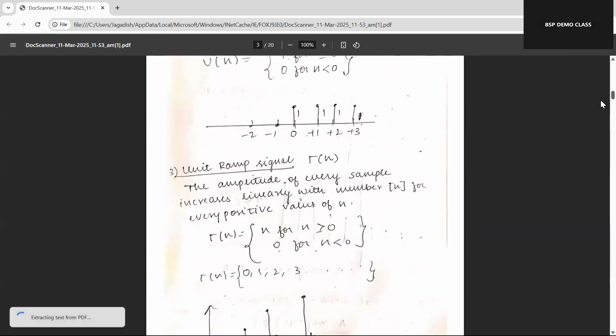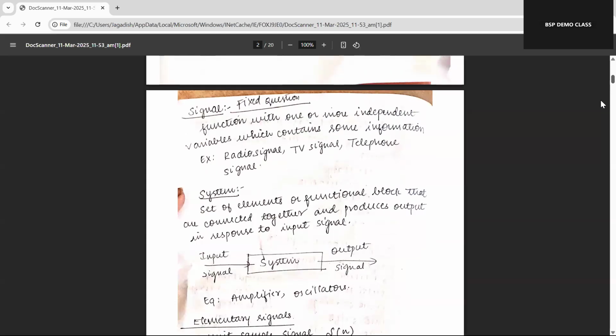Okay, now first we will be learning what is a signal. A signal is a function with one or more independent variables which contains some information. Example: radio signal, TV signal, telephone signal. This is a 1 mark definition. Definition is for 1 mark.